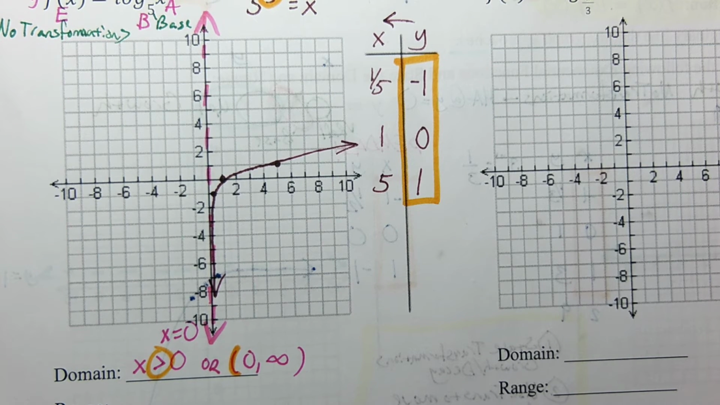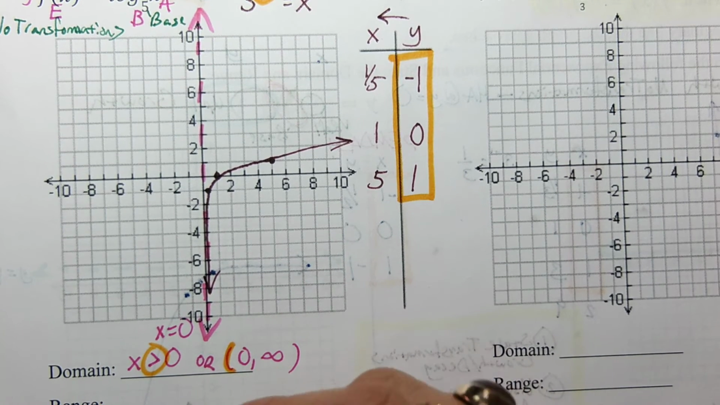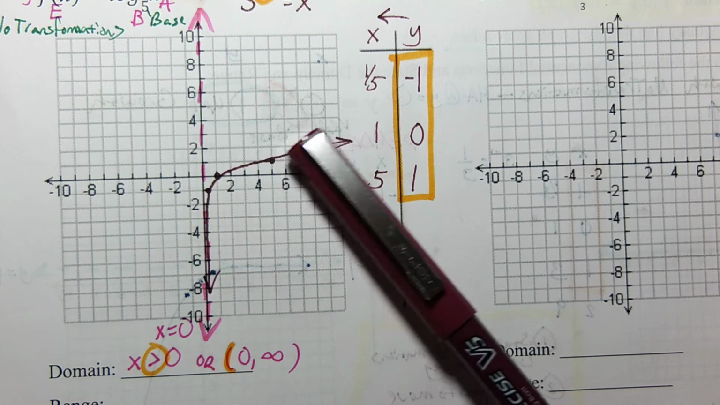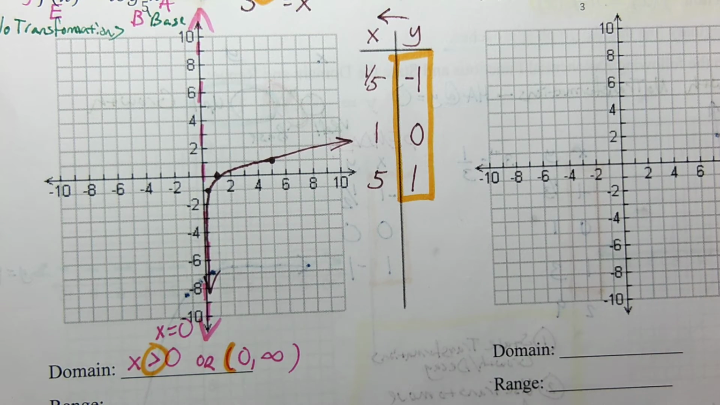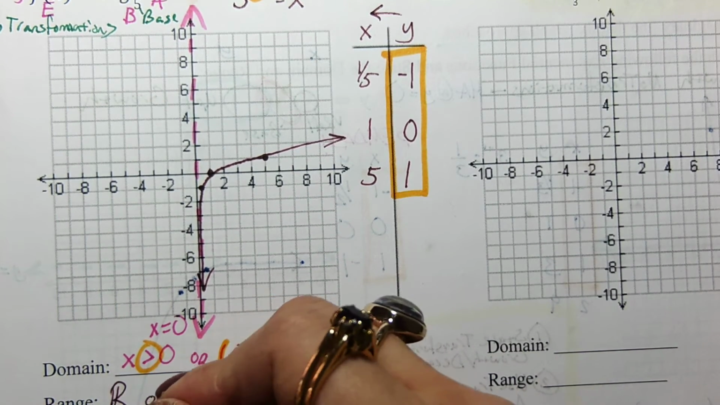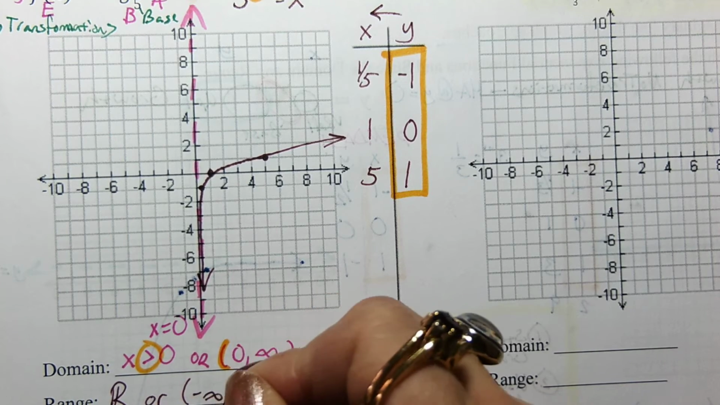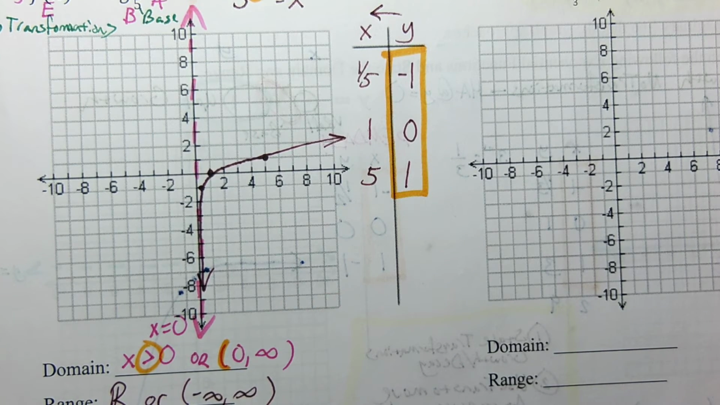But what about the range? All real numbers, excellent. We go all the way down. That graph is just going to keep slowly going upwards. So it's not leveling off horizontally. This is just going to keep shooting upward and outward. So our range is all real numbers or -infinity to infinity.